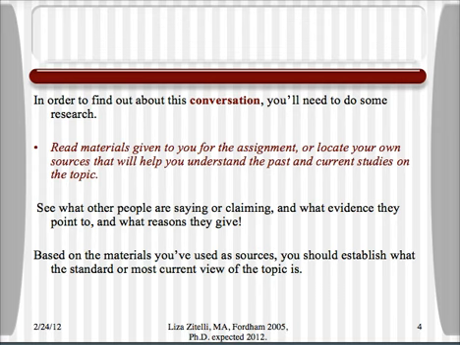In order to find out about this conversation, you'll need to do some research. See what other people are saying or claiming, and what evidence they point to, and what reasons they give. Based on the materials you've used as sources, you should establish what the standard or most current view of the topic is.